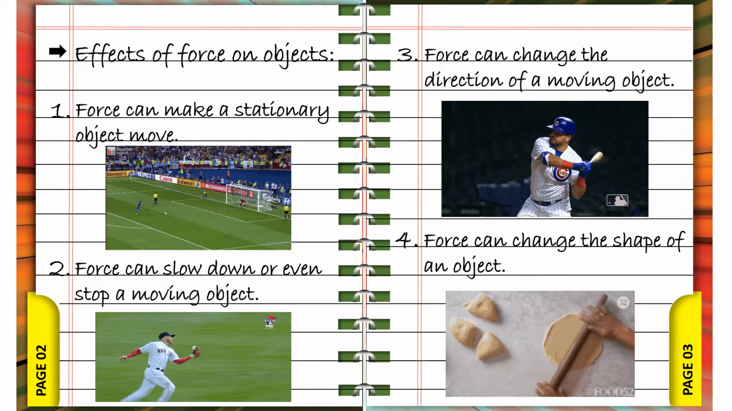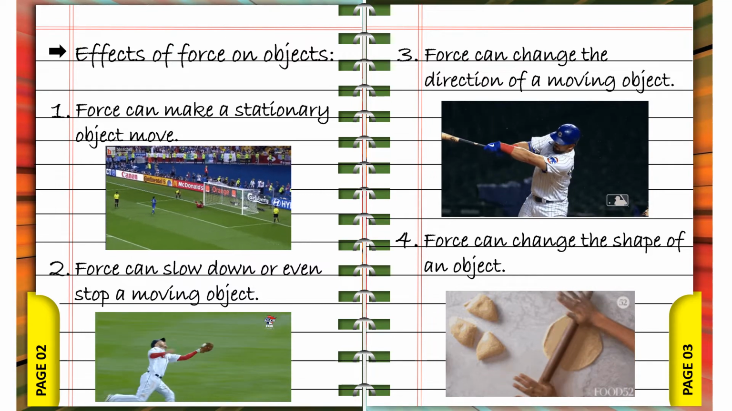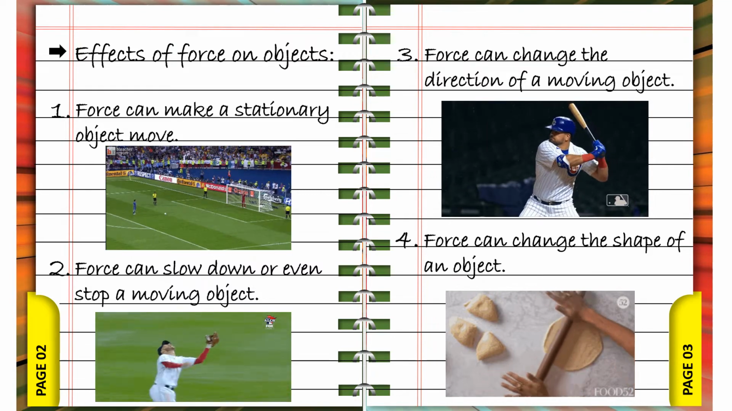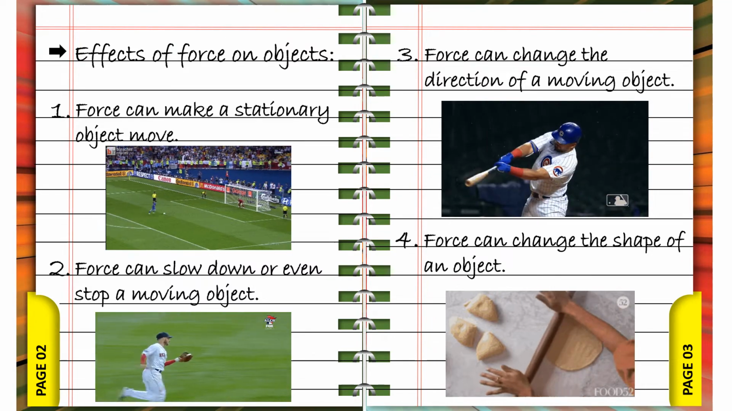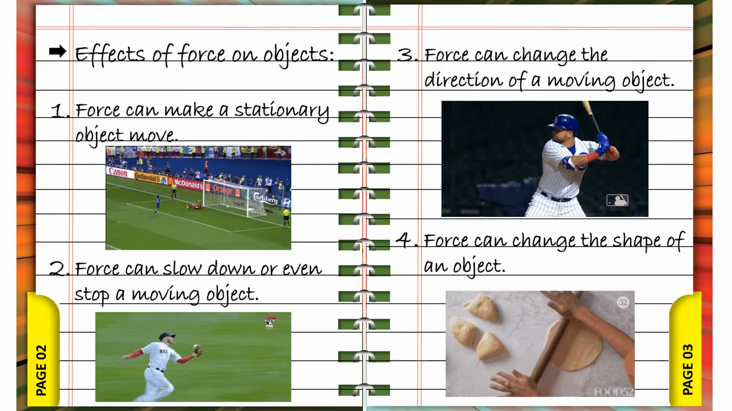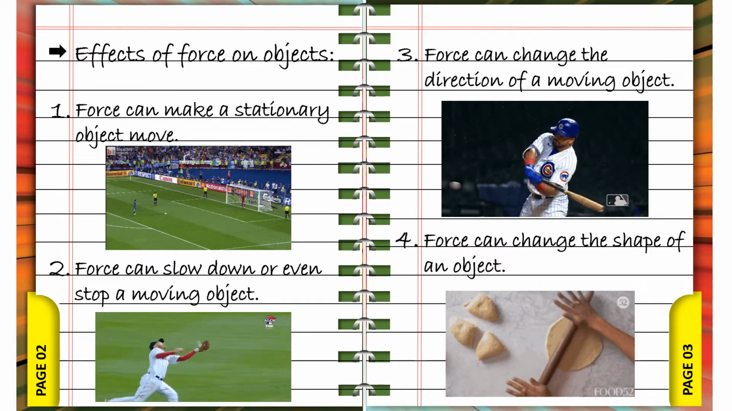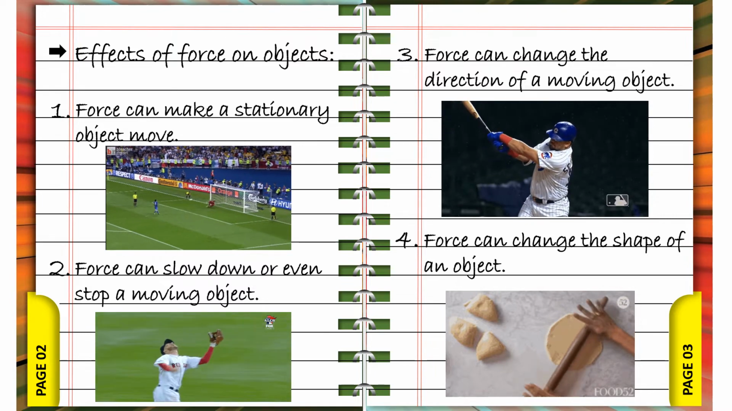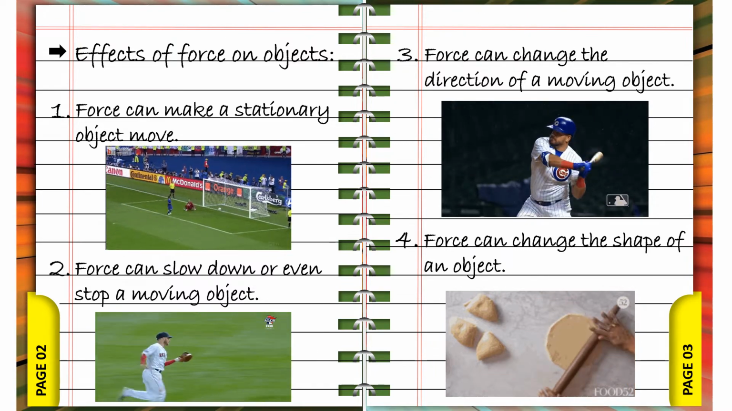Force has many effects on objects. Let's discuss them one by one. Force can make a stationary object move. Here, when the ball is at rest, the football player kicks it so it moves.